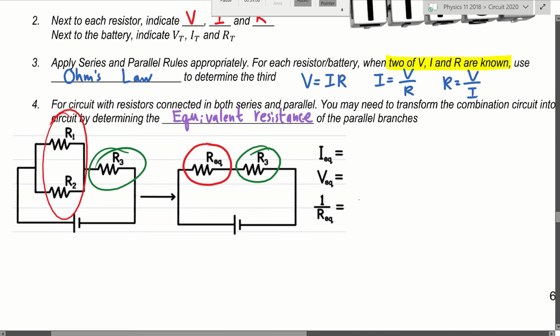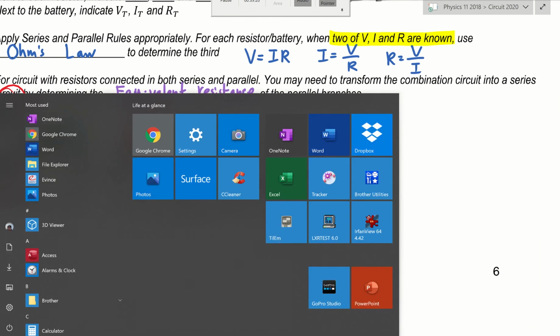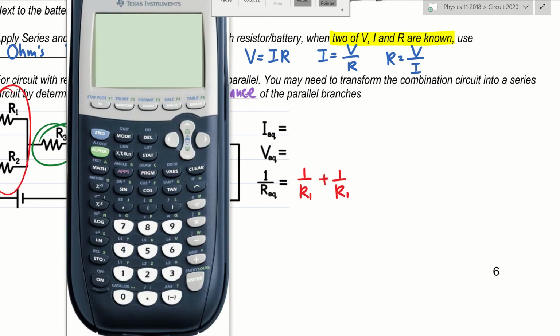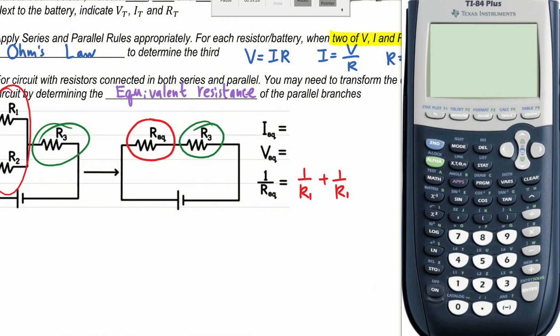So for the resistance, I will just add R1 with R2: 1 over R1 plus 1 over R2. Okay, and then 1 over the answer. So the way I do it in my calculator, for example, let's call up a calculator. There you go. Okay, now let's say I want to add something. Let me show you how I do the math.